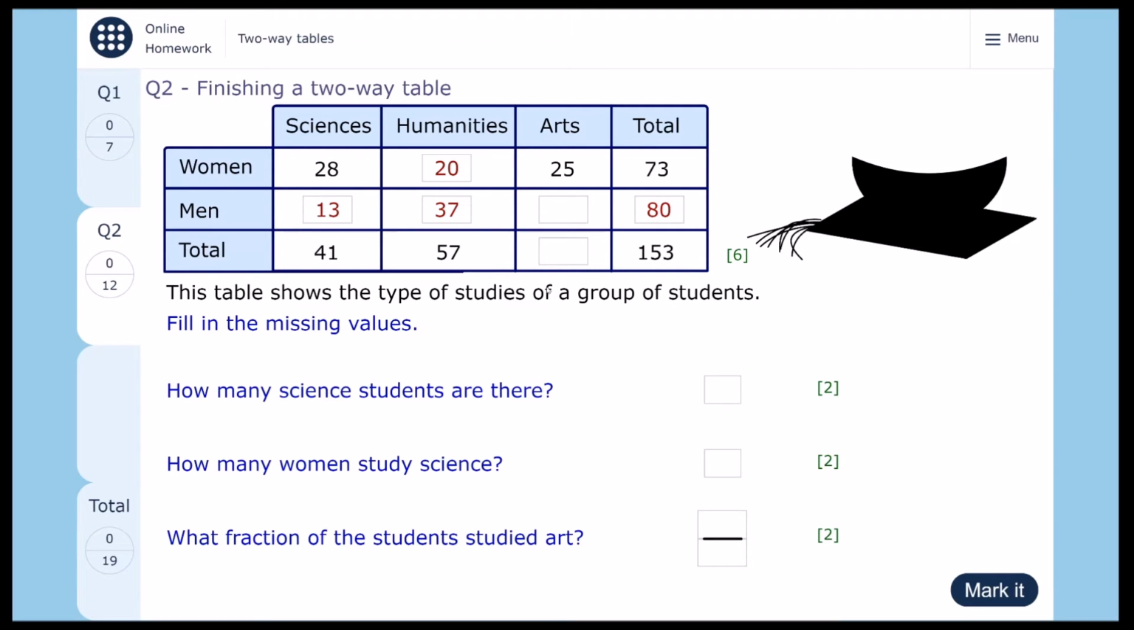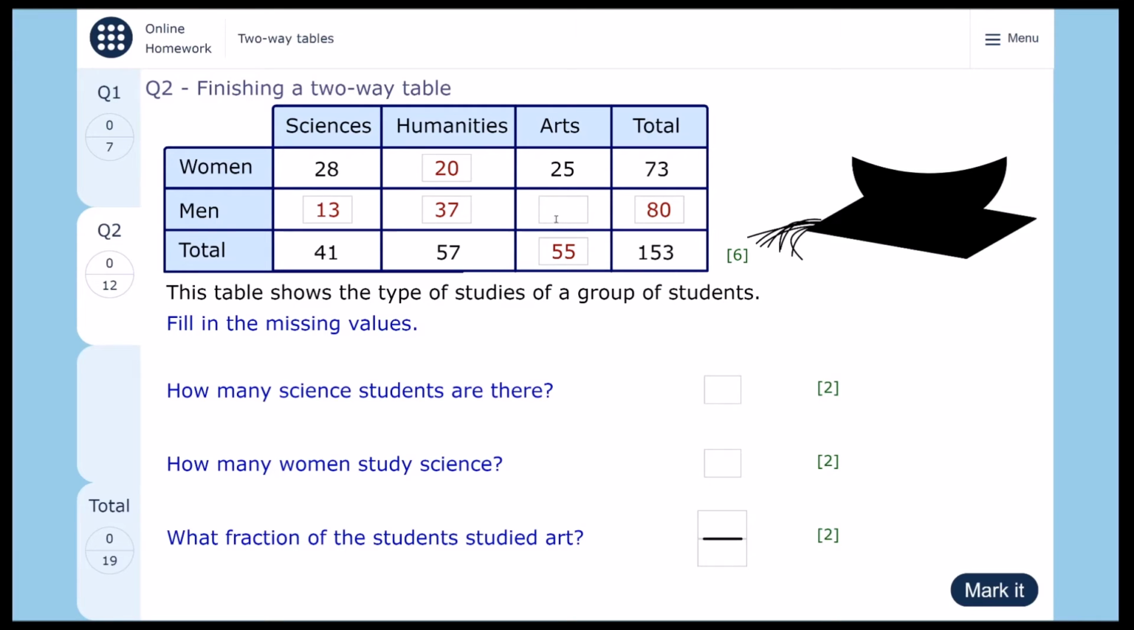At this point, there's a couple of different ways that we can complete our table. I'm going to start off by looking at the total row at the bottom. I know that there was 153 in total, 41 of these did a science, 57 chose humanities, and if I take 41 and 57 away from 153, I'm left with 55. That means that 55 students chose to do an art.